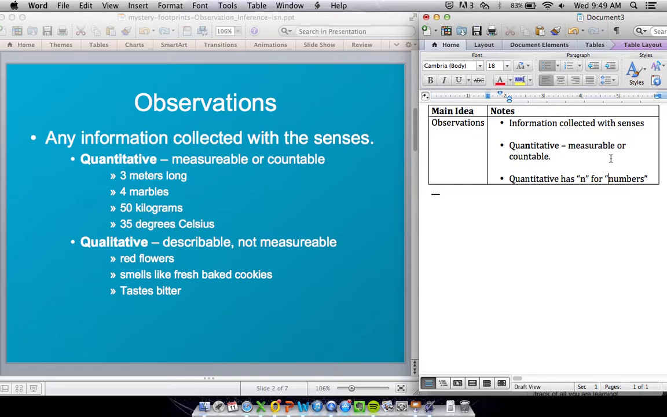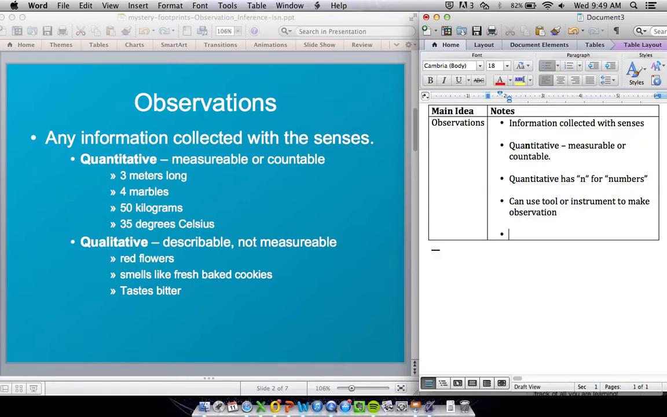It's important to know that for quantitative observations, you can use a tool or instrument to help you collect the observation. You can use a thermometer to measure 35 degrees Celsius, and that's still considered an observation. Just because you're using an instrument to get a precise number measurement doesn't make it an inference. This is still an observation. That's a factual statement.